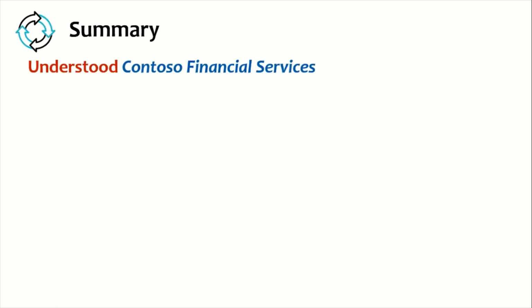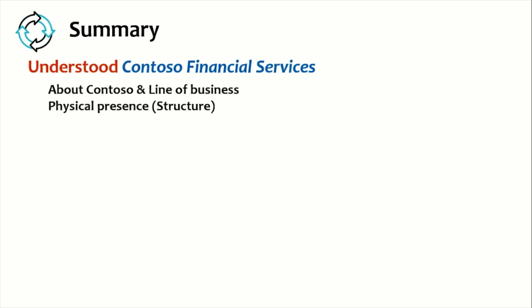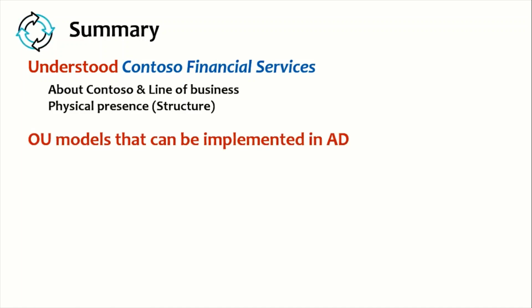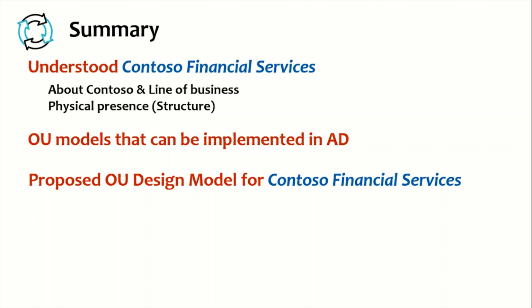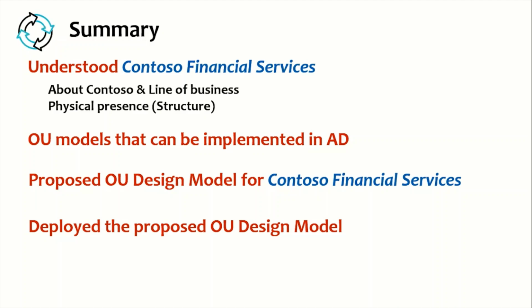So let's summarize what we have done today. We understood Contoso Financial Services. We saw the company and the line of business. We saw the physical presence of the company. We saw the OU models that can be implemented in Active Directory, and we selected geography and object as our design model for OU. We proposed the OU design model for Contoso Financial Services, and we deployed the proposed OU model. So this was the end of part 14.